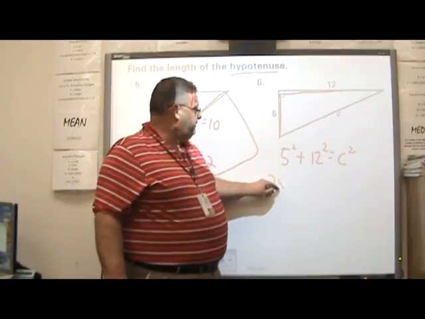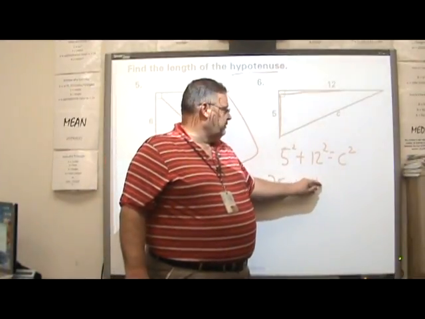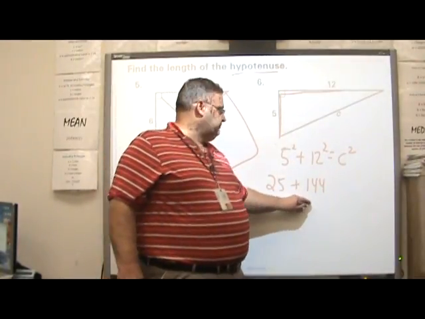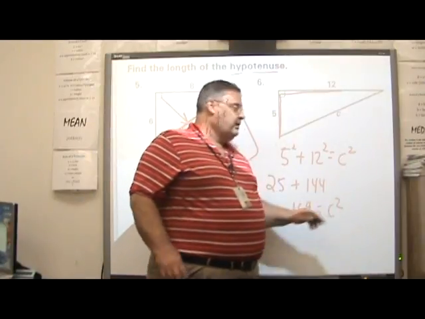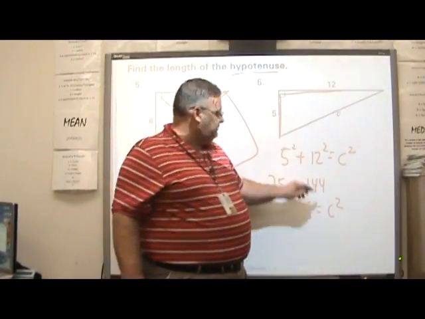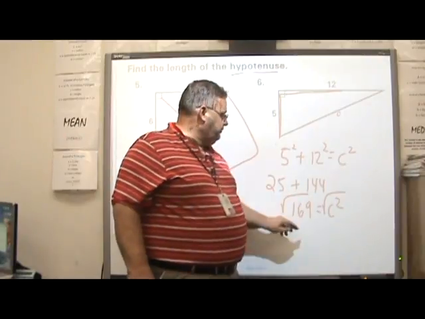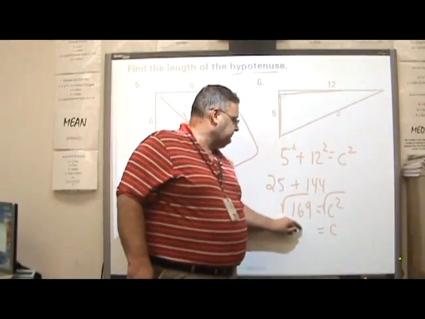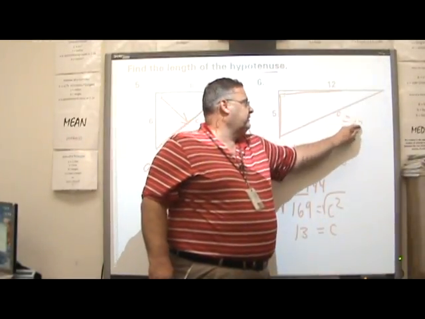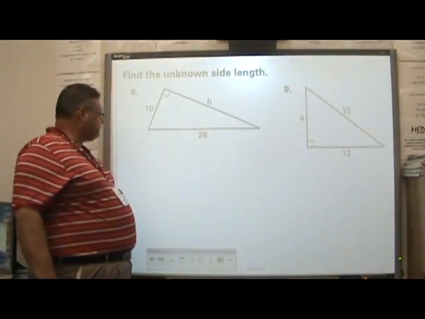5 squared is 25. 12 squared is 144. Add these together, it's 169 equals C squared. But I want just C, so I'll take the square root. The square root of 169 is 13. Okay, so this length is 13.